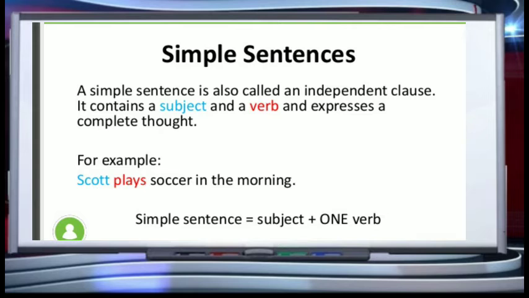Now, first, the simple sentence. A simple sentence, students, is also called an independent clause. That is, it has one subject, one predicate, it has a finite verb, and it expresses a complete thought in itself. For example, look at the sentence given here. Scott plays soccer in the morning. So Scott is the subject, plays is the finite verb, soccer in the morning. So the simple sentence has a subject and a finite verb, and it makes complete sense. It is an independent clause.